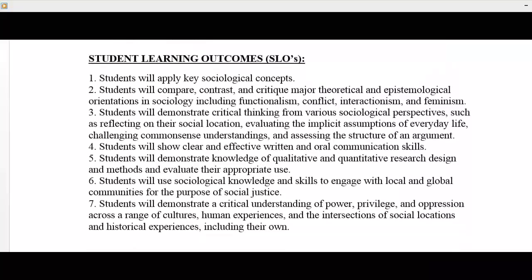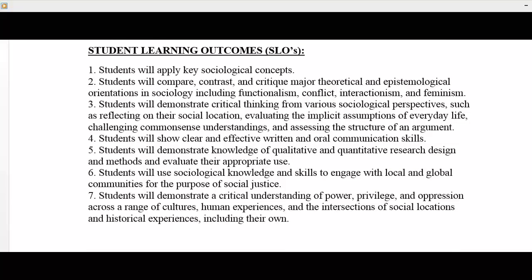Student learning outcomes: students will apply key sociological concepts. Students will compare, contrast, and critique major theoretical and epistemological orientations in sociology, including functionalism, conflict, interactionism, and feminism. Students will demonstrate critical thinking from various sociological perspectives, such as reflecting on their social location, evaluating the implicit assumptions of everyday life, challenging common sense understandings, and assessing the structure of an argument.